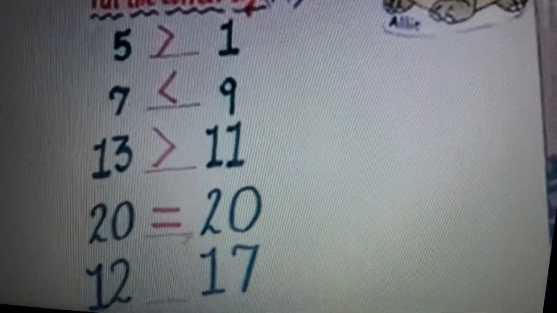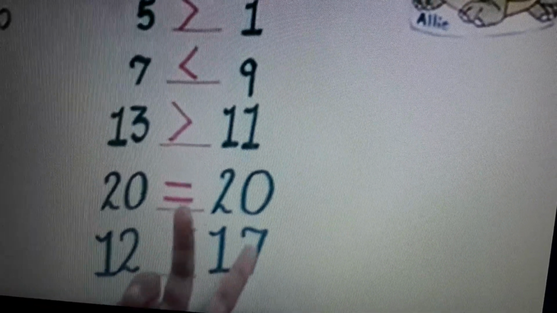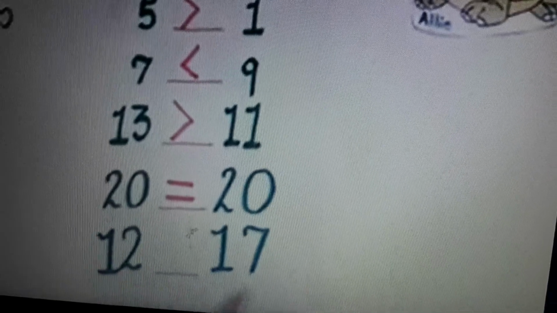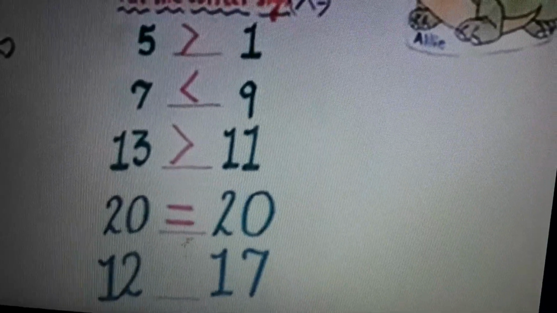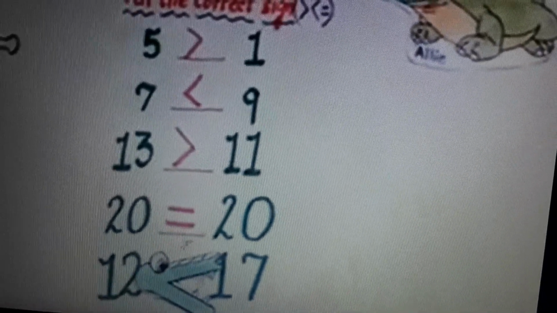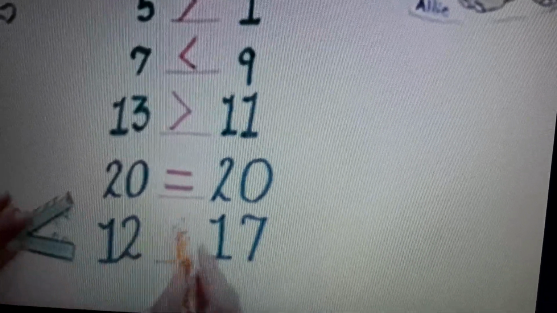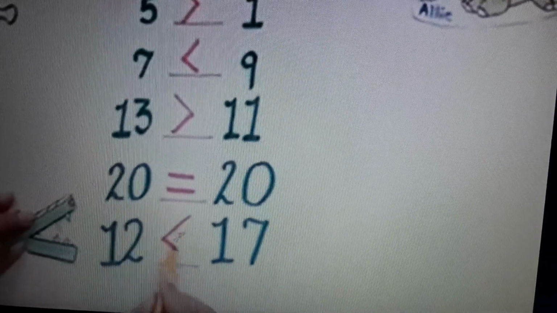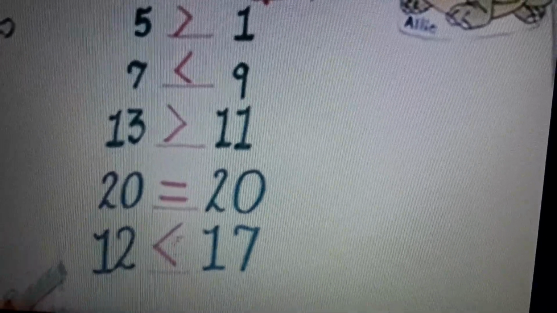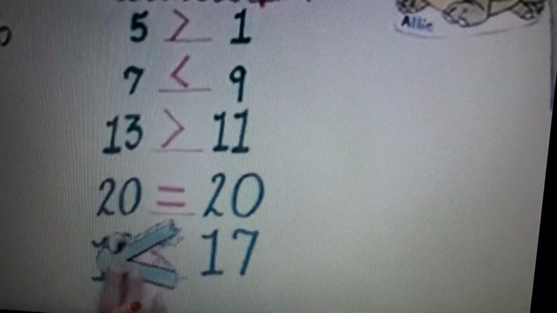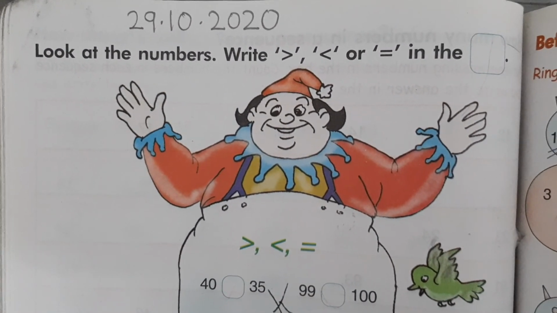12 and 17. Which number is big? 12 or 17? 17 is bigger. 17 is greater. So crocodile is going to eat the number 17. So it will keep its mouth open. And then we are going to make the sign of greater than. So 17 is greater than 12, or we can say that 12 is less than 17. So I hope that you all have understood the concept.